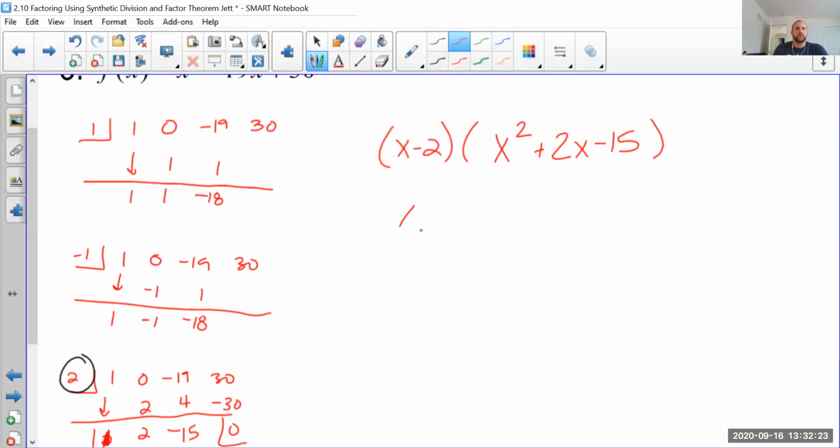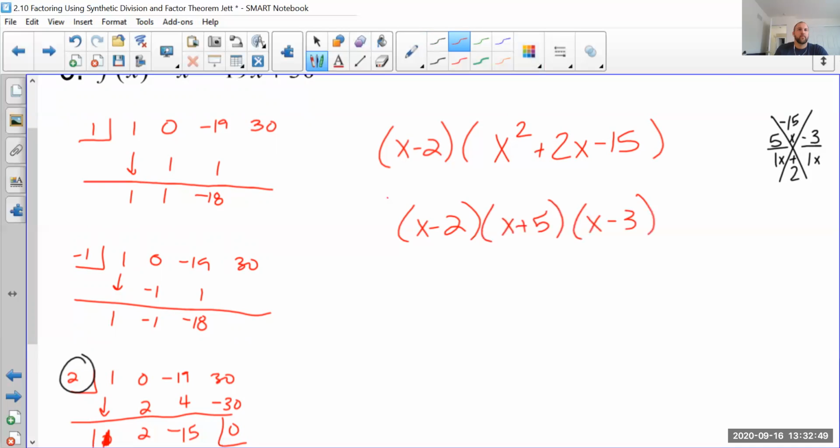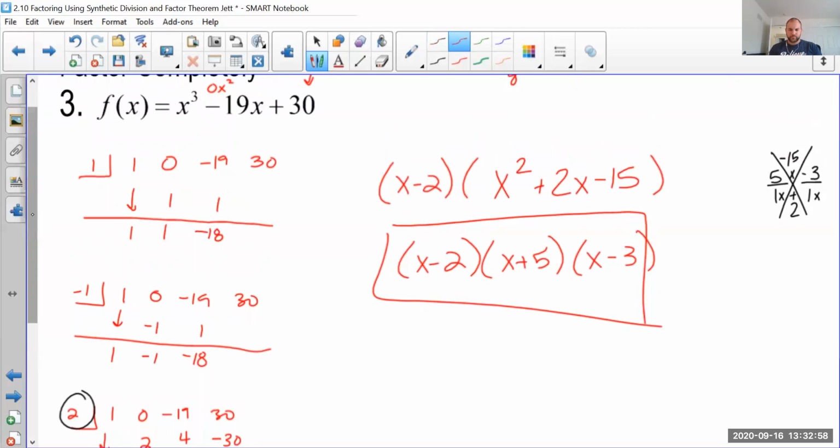And then we just finish factoring from there. So use your X method. Negative 15 is up here, 2 is down here. What multiplies to negative 15 and adds to 2 should be 5 and negative 3. So this factors into x plus 5, x minus 3. Putting a lot of the factoring together that we've been doing. Questions? Covered quite a bit today.